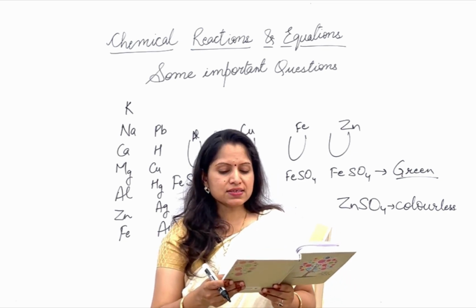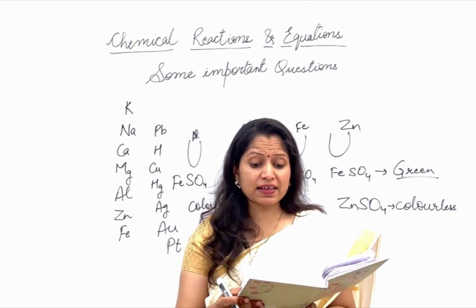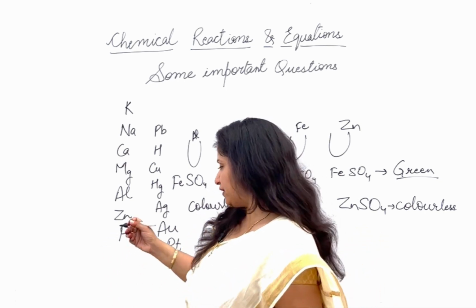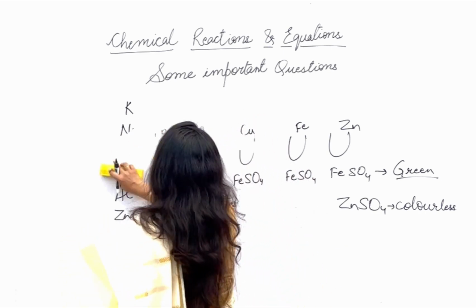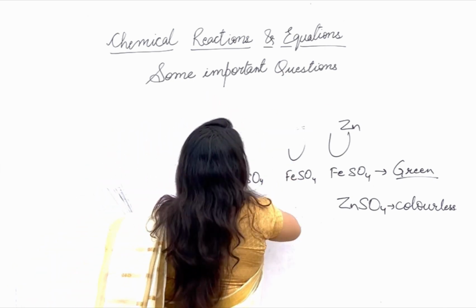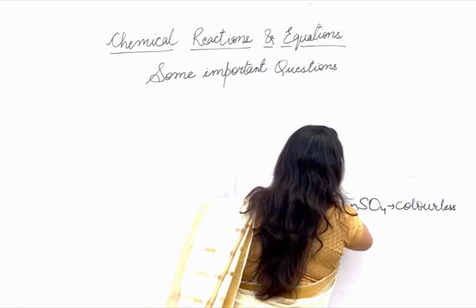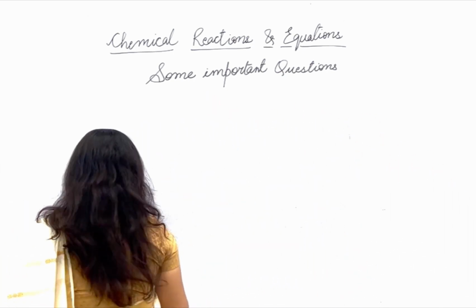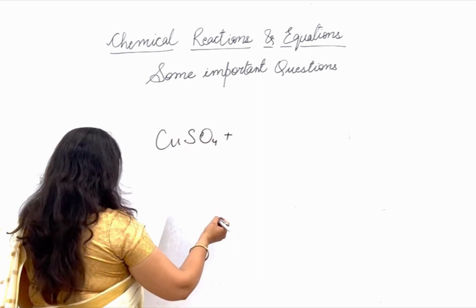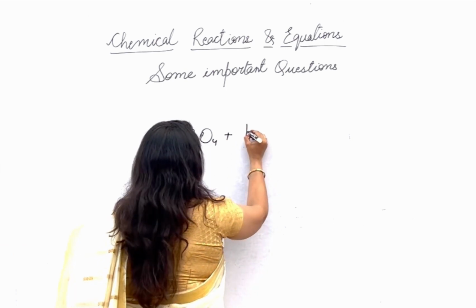Now, next is: when hydrogen sulfide gas is passed through a blue solution of copper sulfate. Now let's work out the reaction. So we have copper sulfate solution, and now we are passing hydrogen sulfide gas through it.